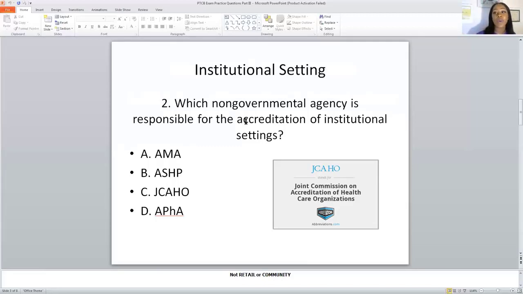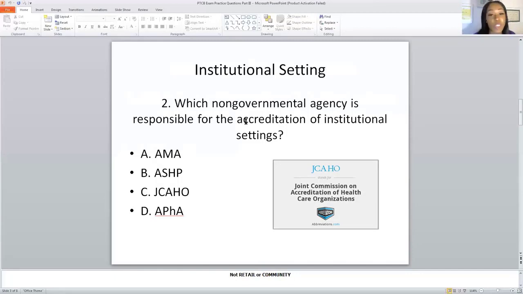Which non-governmental agency is responsible for the accreditation of institutional settings? Is it AMA, ASHP, JCO, or APhA? Okay, the answer is Joint Commission. The Joint Commission on Accreditation of Healthcare Organizations is responsible for institutional settings accreditation, okay?